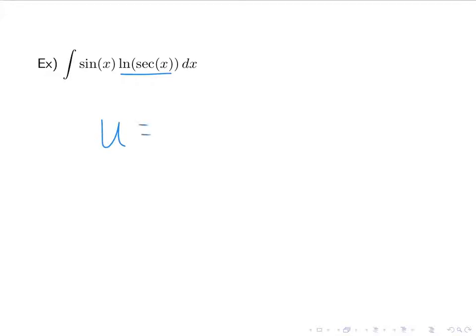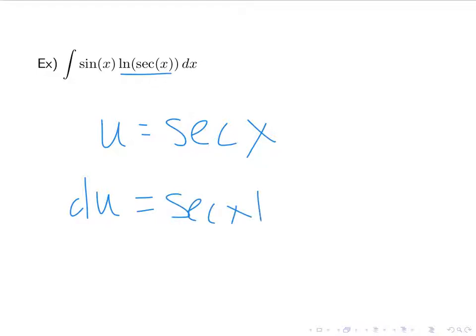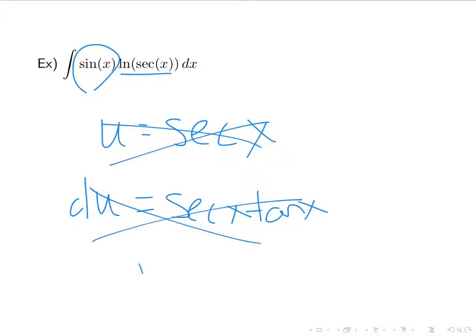So u would be secant x. And if that's true, what would du be? Well, the derivative of secant x is secant x tan x. And is that what I have over here? Clearly no. So because sine of x is not a multiple of secant x tan x, I cannot do u substitution. But you always want to check that whenever you have a composition of functions. Right, so I can't do it. Doesn't help me. So I am going to try by parts.